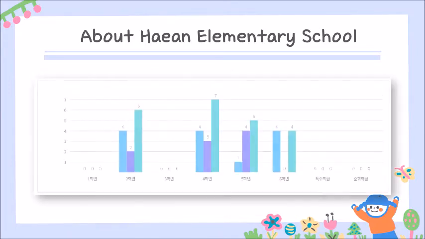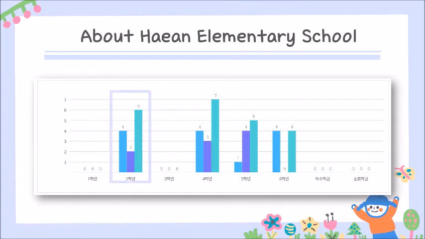Now, let's look at the number of students in detail. There are 6 second graders, 7 fourth graders, 5 fifth graders, and 4 sixth graders. Currently, there aren't any first or third graders at the school.